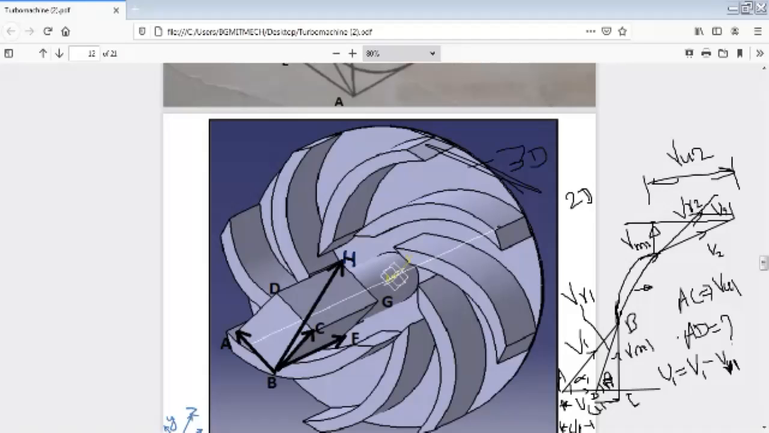It is the tangential blade velocity, this U2 at the outlet side. Okay, tangential blade velocity at the outlet side, this is.